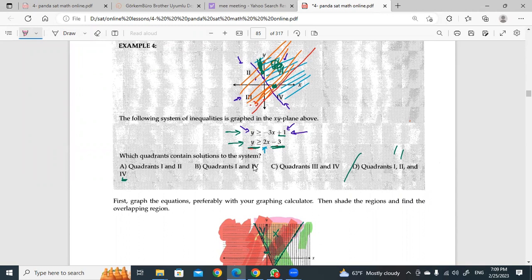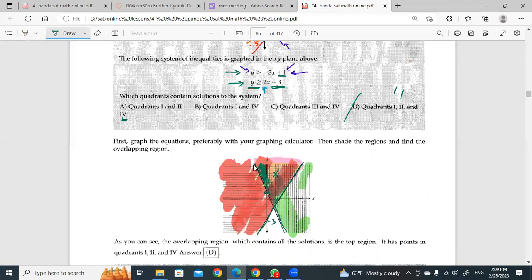Here, this part will be in quadrant 2. And this part will be in quadrant 1. And this small part will be in quadrant, sorry, 4. Okay, I get you. Any questions? No, thank you.